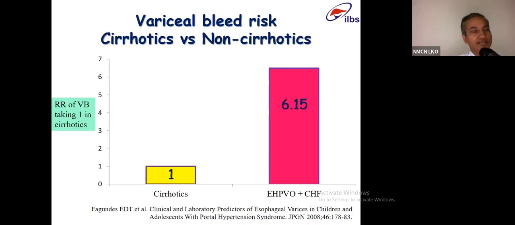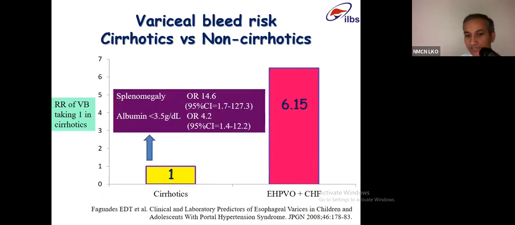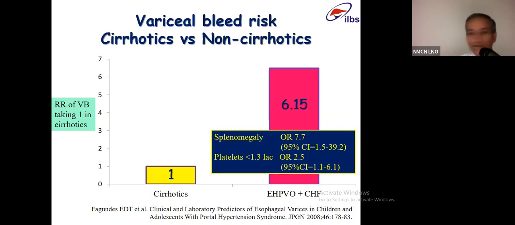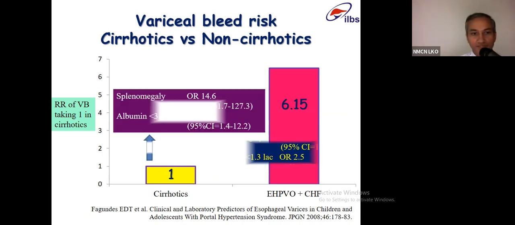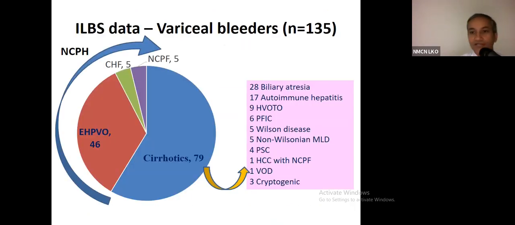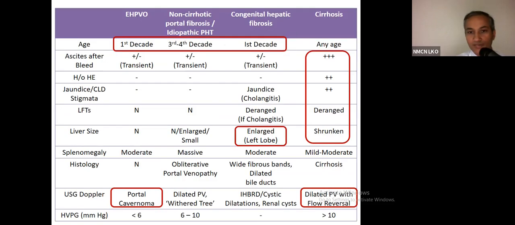So again, the data from the West has shown that the variceal bleeding rate is around 6 times higher than in non-cirrhotics, and this bleed is predicted in cirrhotics by the presence of splenomegaly and low albumin, whereas in non-cirrhotics it is predicted by splenomegaly and low platelets. So this is our ILBS data, where in around 135 bleeders, we have seen that in 2/3 of the cases there was cirrhotic portal hypertension, in contrast, and 1/3 had non-cirrhotic portal hypertension.